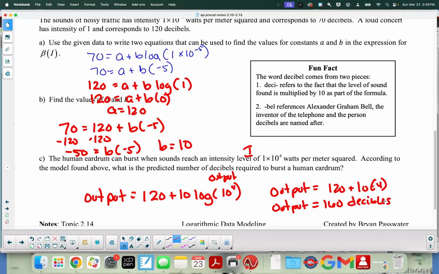So your eardrums can actually rupture or burst when you're exposed to 160 decibels frequently. So that is it for 214. Like I said, we're doing some basic regression. We're going to get into it more with 215, and we're going to talk about more semi-log plots. But for now, we are done.